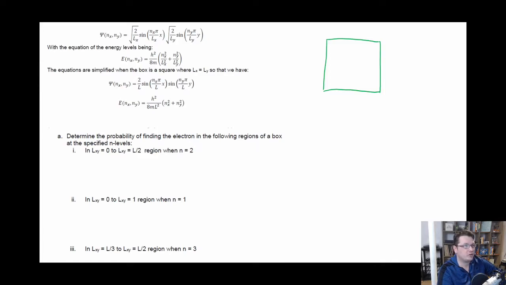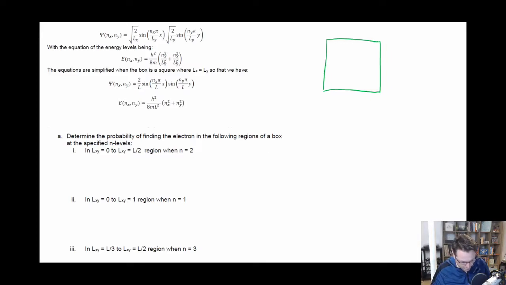So if you don't know how to integrate from L over 8 to 3L over 16, you can't do that without doing calculus, but you can draw out what it looks like, and then it works.